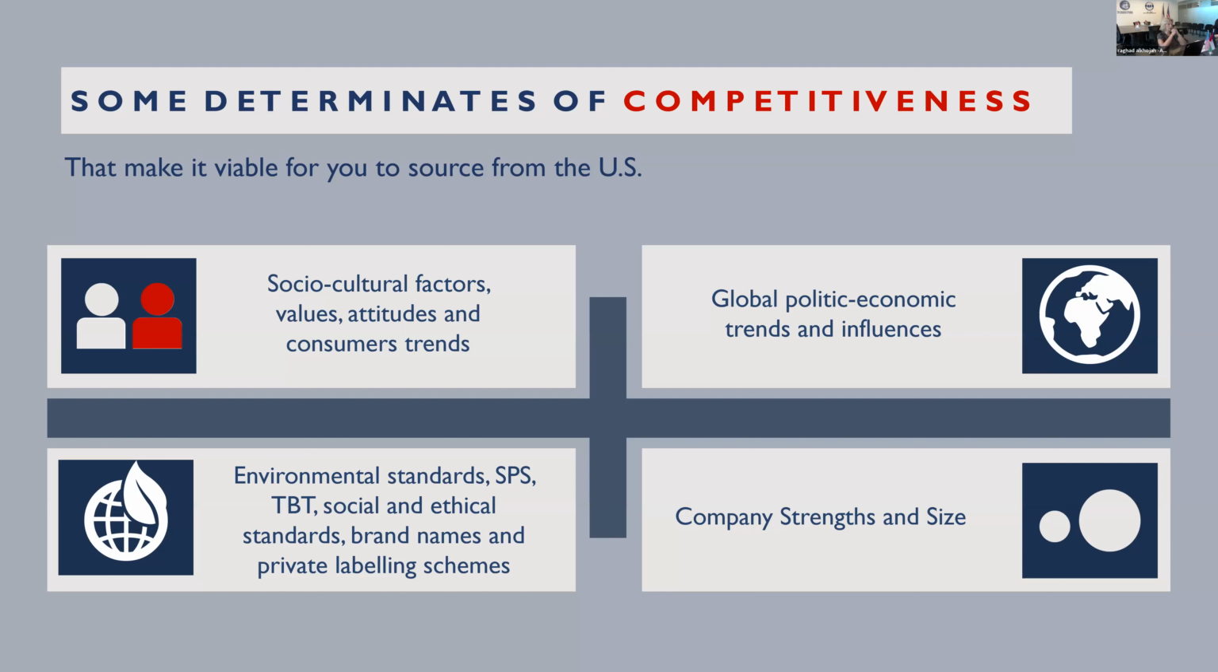Environmental standards, SPS, TBT, social and ethical standards, brand names and private labeling schemes. We talked about all of this in the session on exports, but we have to mention it here, because when you're dealing with a sophisticated market like the US market, the standards are there. You know that your partner can actually comply with the national standards for your imports from the US. So it makes it easy for you to talk the talk and walk the walk with them. Global political and economic trends and influences: of course, there are very good relationships between Oman and the US, and what better proves it than the existing free trade agreement.